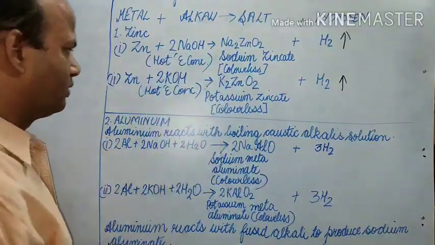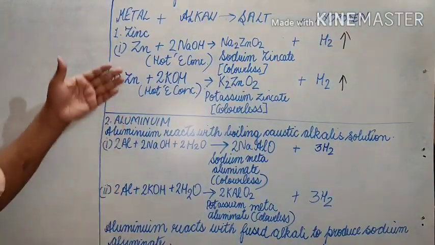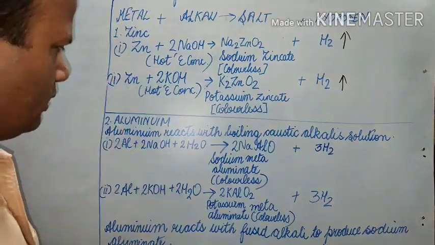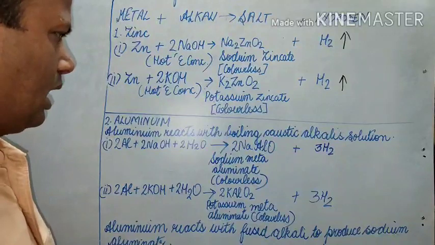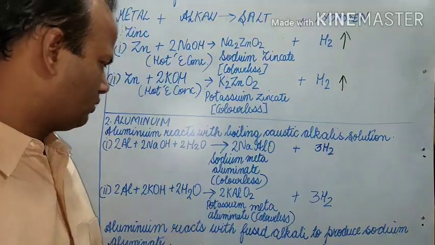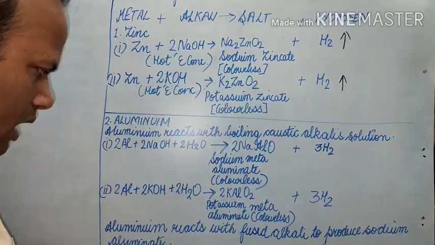And you must have studied some reactions in the preparation of hydrogen gas. So we have all the reactions, and dear students, the reactions are to be crammed by you at this level. We have zinc, then we have aluminium, then we have lead.